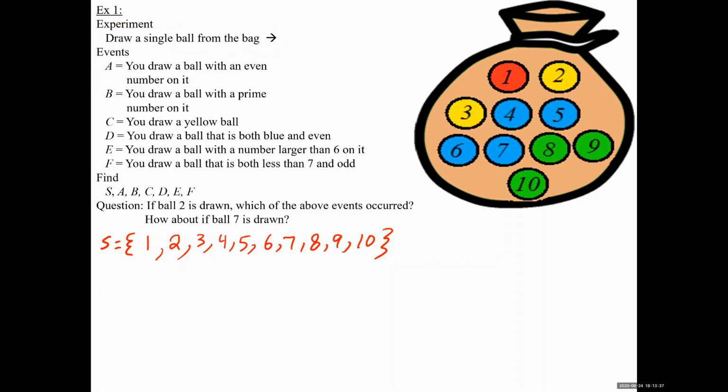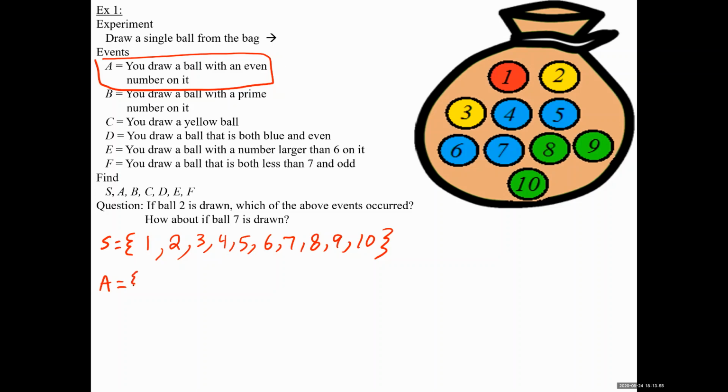Okay, then the next thing says find capital A. Let's read what A is. Here it is. You draw a ball with an even number on it. I'm giving you a verbal description of a list, and you're going to make the list. So you're not going to list all the balls in the bag. You're just going to list the even ones.